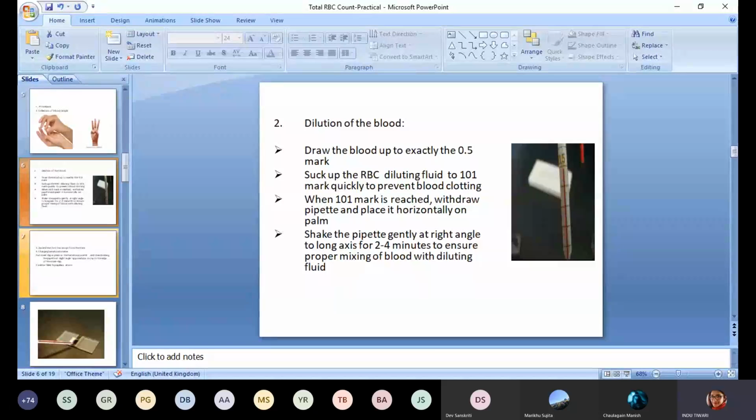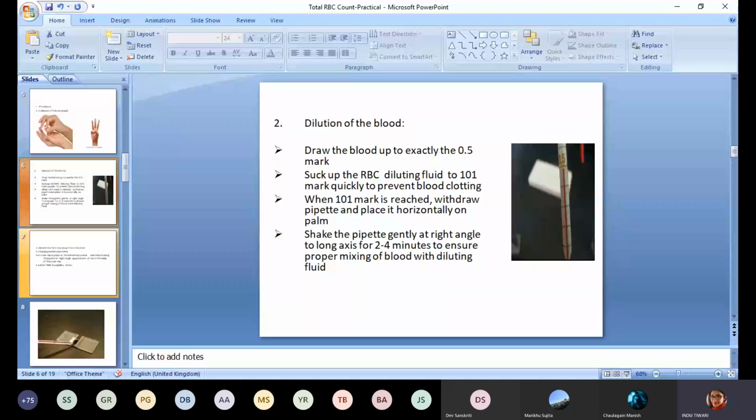Make sure that you're not keeping it at an angle, because that way the fluid will flow out from the tip of the pipette. So you have to place it horizontally, and then shake it in a rolling motion. Actually, you keep it at a slightly right angle to the long axis, and then roll it along the palm of your hand so that there is proper mixing of the RBC diluting fluid with the blood. This procedure has to be carried out for about 2 to 4 minutes.